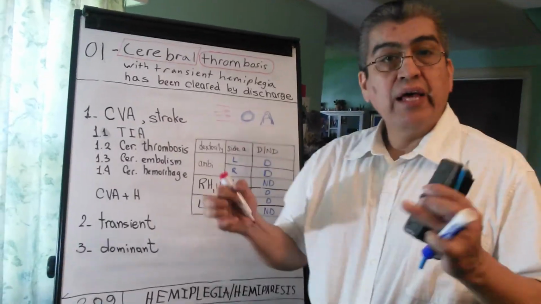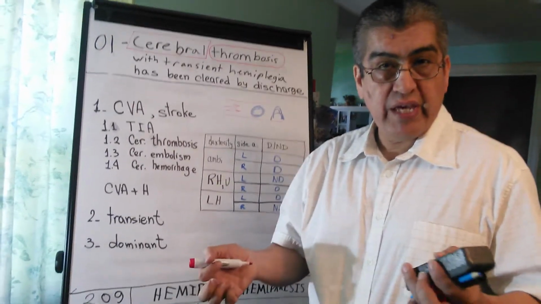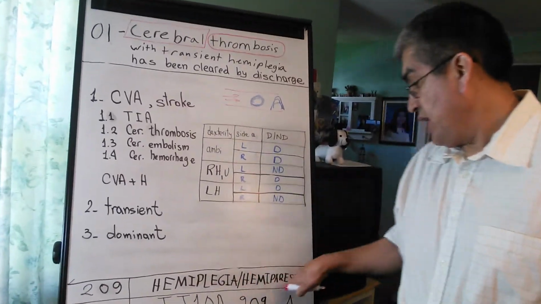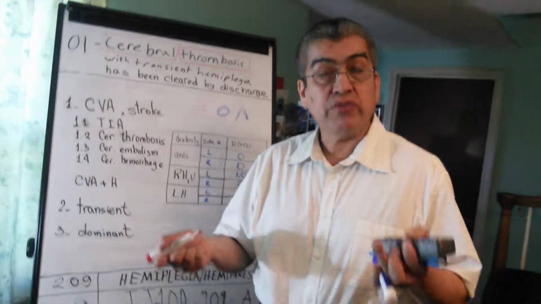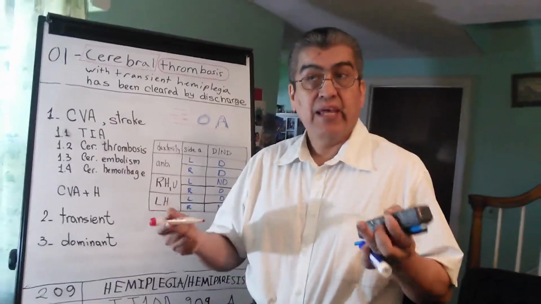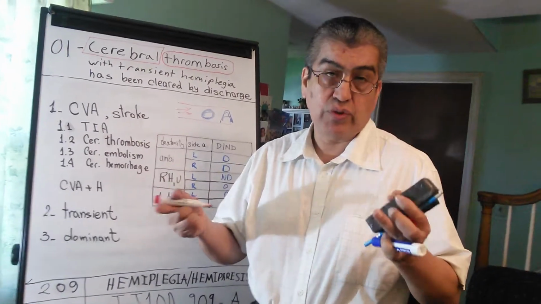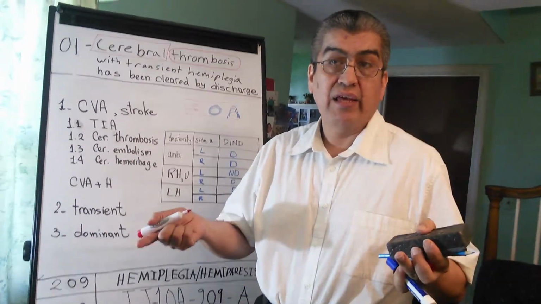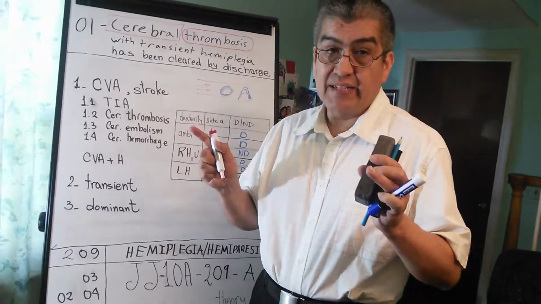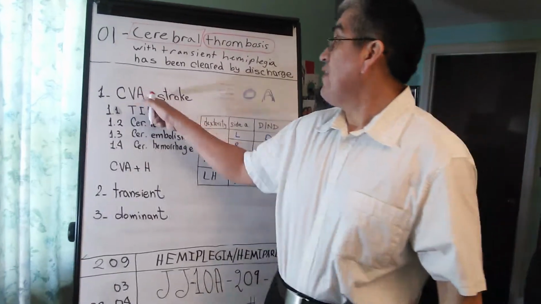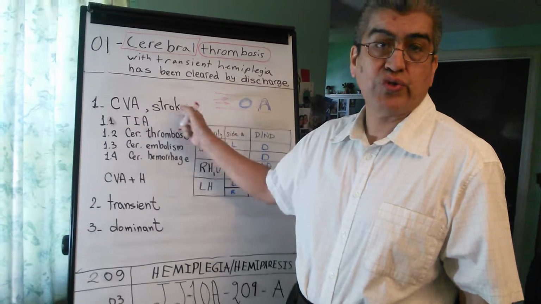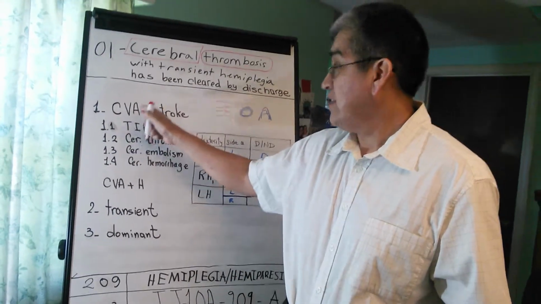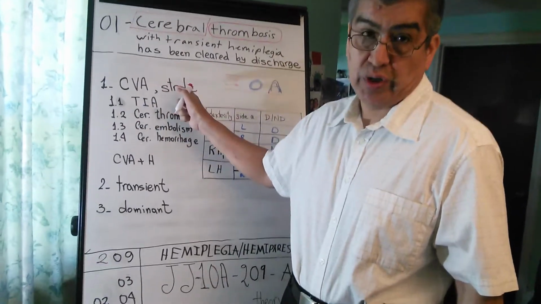Okay, now, if you watch the previous theory on hemiplegia and hemiparesis, we studied that after a CVA or cerebrovascular accident, sometimes, not usually, there's hemiplegia, right? And we studied that in the video. Now, it doesn't say CVA here, but what is CVA? CVA is a stroke, cerebrovascular accident, right?